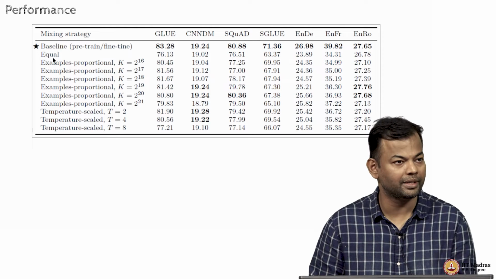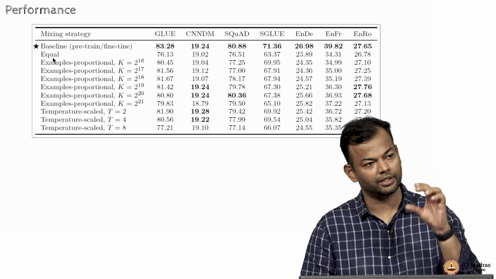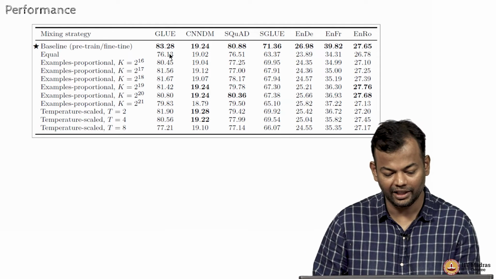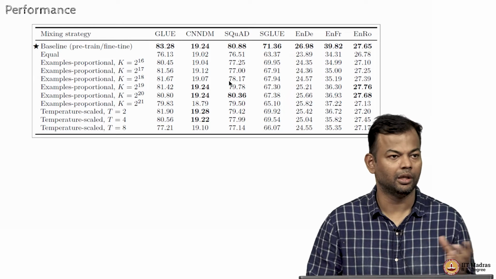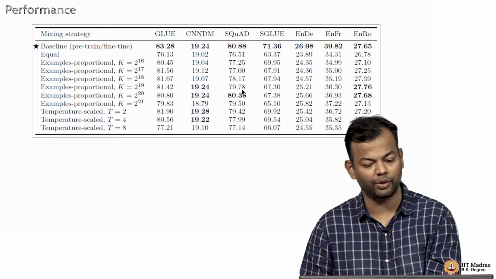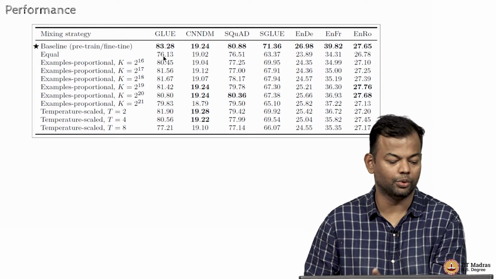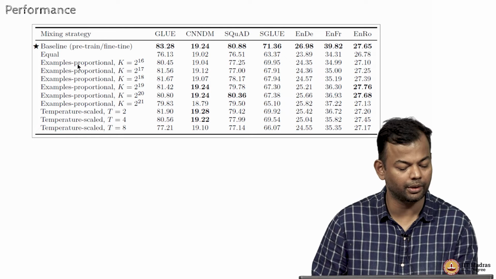Then you have an equal mixing strategy where you take equal data from all the tasks, and here you can see clearly some tasks suffer, right, because they had more training data, but in the interest of giving equal share to everyone, you lost out on those tasks, right? They could have been trained better.